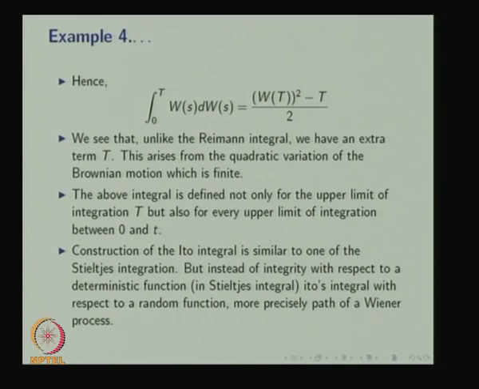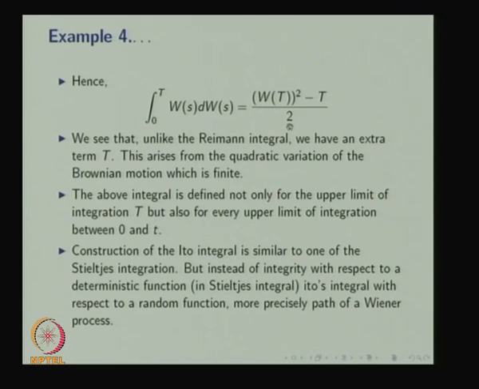So, this arises from the quadratic variation of a Brownian motion, which is finite. Whereas, if it is a real valued function which is of bounded variation, then the quadratic variation is going to be 0. But here the quadratic variation is a finite value, therefore you are getting minus T by 2.